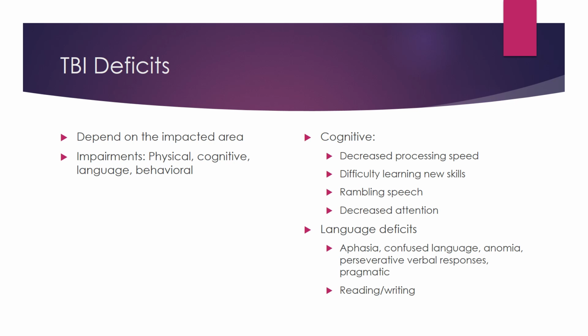Essentially, overall, you're going to have physical, cognitive, language, and behavioral impairments, meaning that they are likely going to have some type of paralysis or paresis. So paralysis meaning that the arm or the leg or part of the body doesn't move at all, or paresis meaning that it has partial movement or very limited movement.